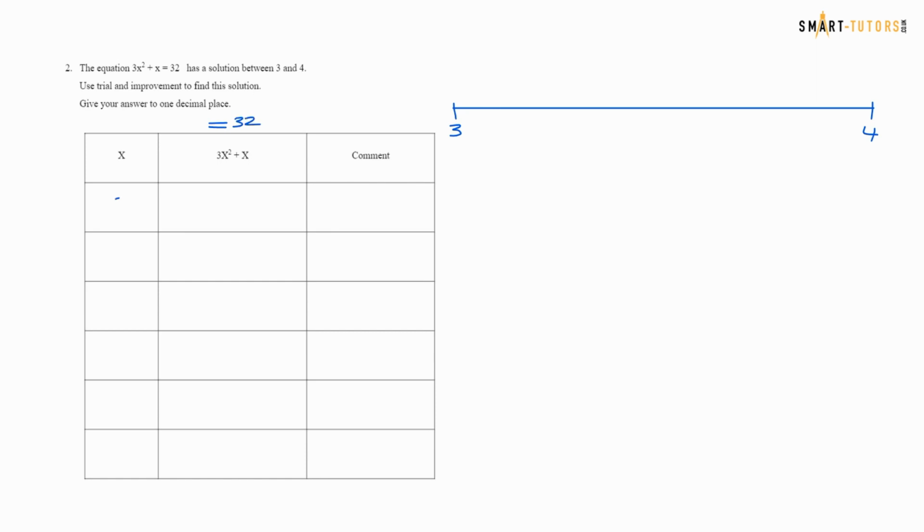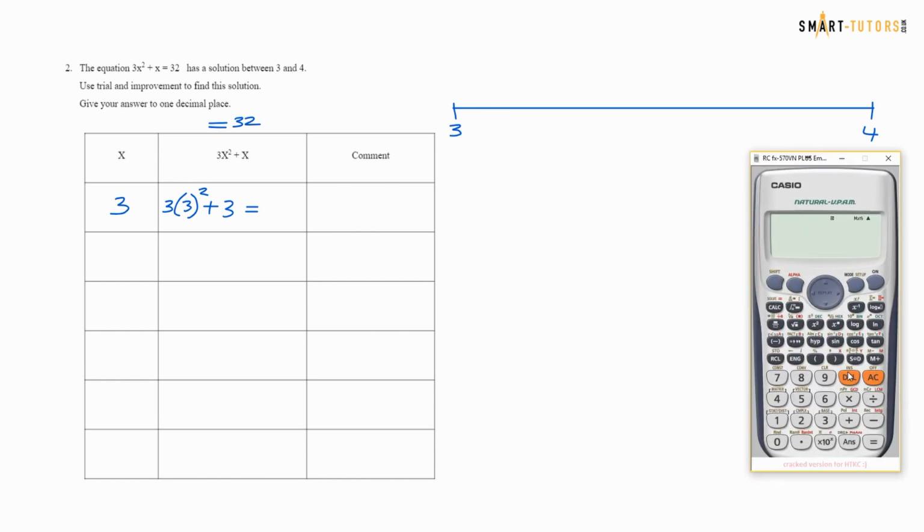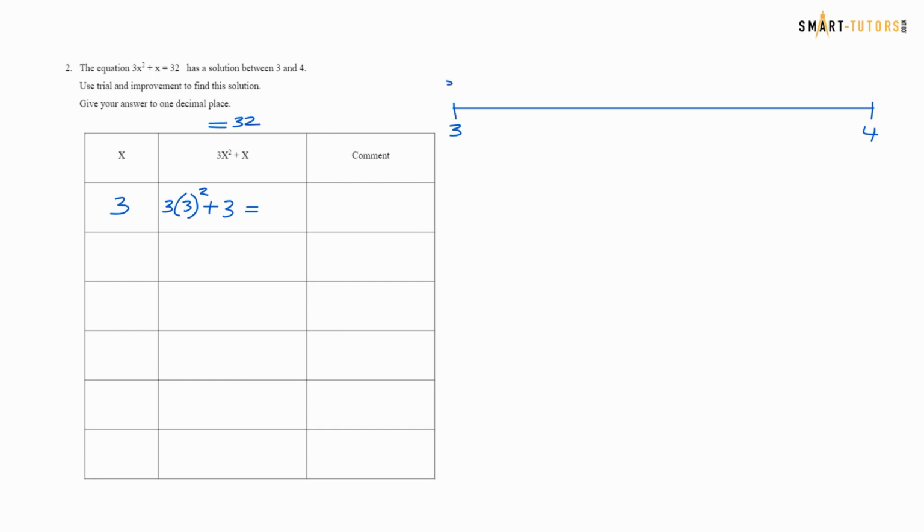I'm going to do it step by step. If I put 3 for x, so 3 squared plus 3, what is the answer? Right, let's start. So 3 times 3 squared plus 3, so nearly 30 is the answer. Then the next one is 4, which is 3 times 4 squared plus 4, equal.